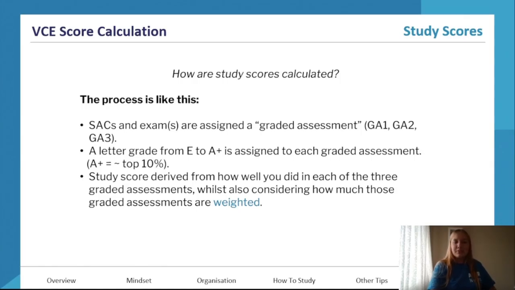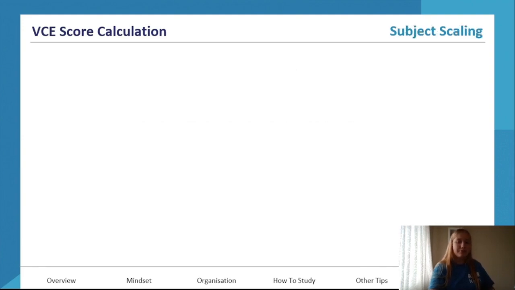The study score is derived from how well you did in each of the 3 graded assessments, and it also considers how much those graded assessments are weighted. Like we said, graded assessment 1 and graded assessment 2 in a lot of subjects are each 25%, and the exam, graded assessment 3, tends to be 50%. This is not for all subjects though. It does vary across which subjects you're doing, so you can double check that information. Either look it up, check it with your teacher, or read it on the VCAA page for your subject.